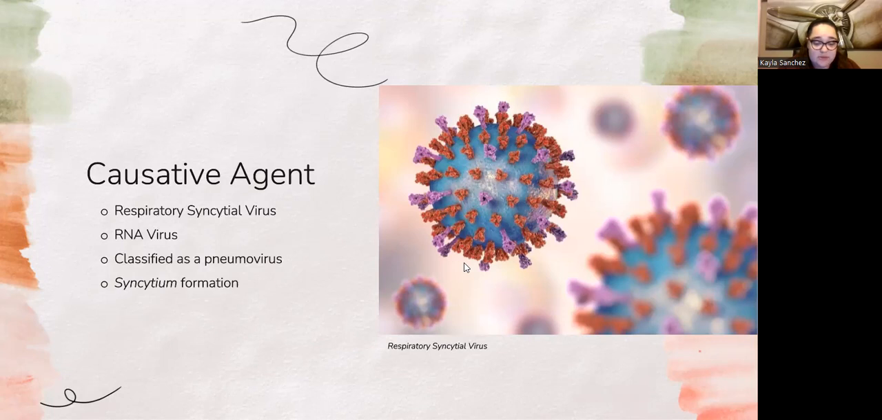The name is derived from its characteristic of causing cell fusion. So syncytium formation, that's the type of growth process. And you can see it when it's grown in cell culture.